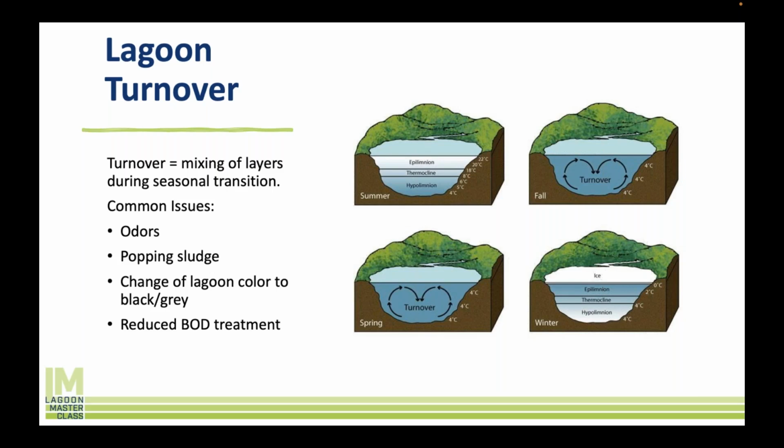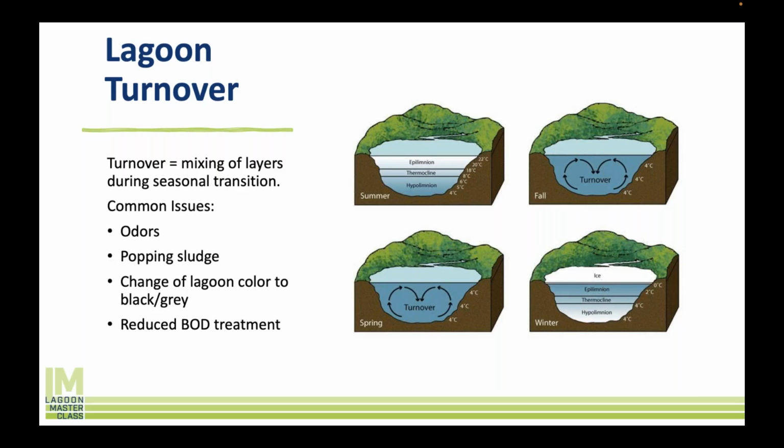And eventually you get more anaerobic digestion. Some of these sludge particles float to the surface because H2S and methane build up underneath them. So sometimes you'll see popping sludge or floating sludge. Some of that gas will just get released right there and then.